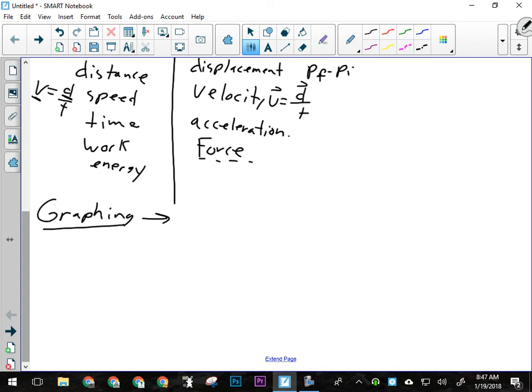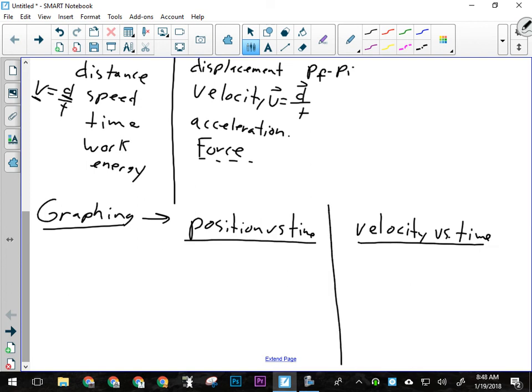The two kinds of graphs most important for you guys are position versus time and velocity versus time. I would expect you will see both on the final exam. Not necessarily both in the written, but probably we'll see both.